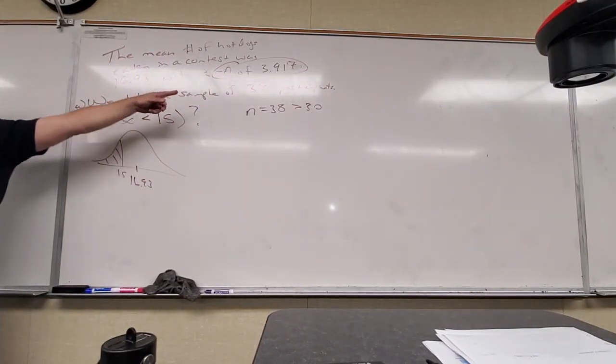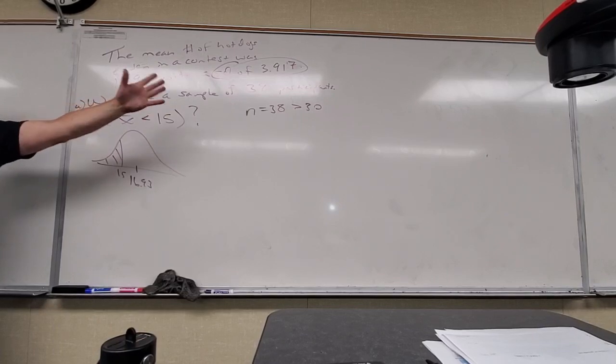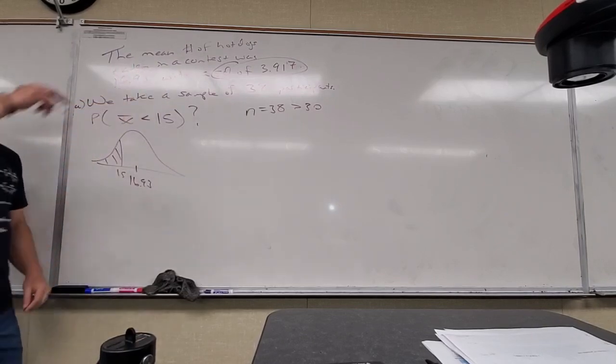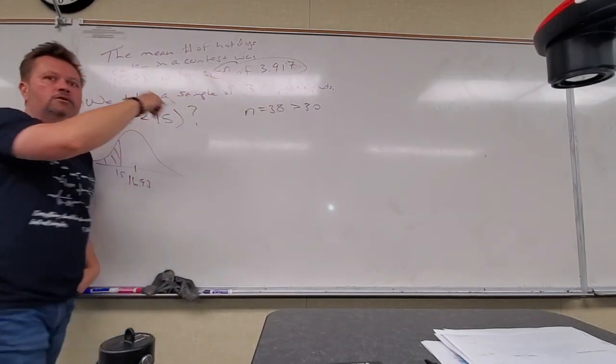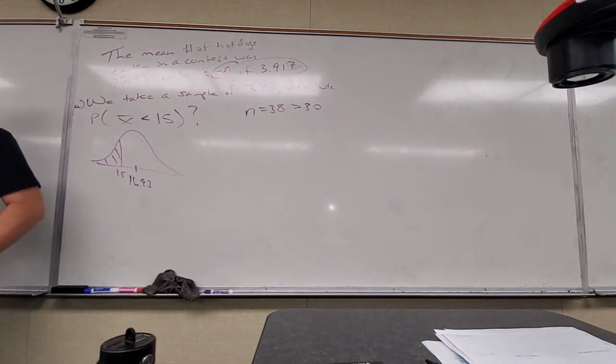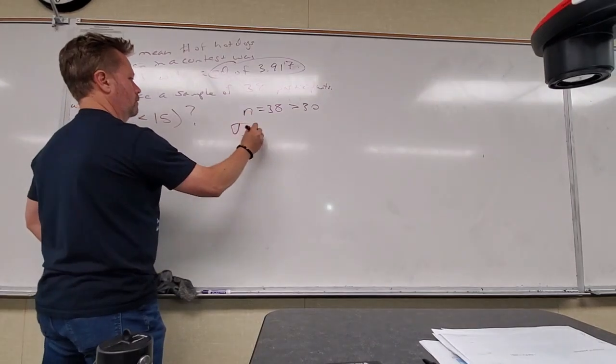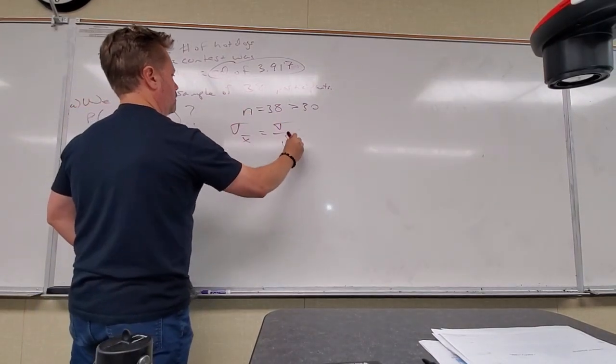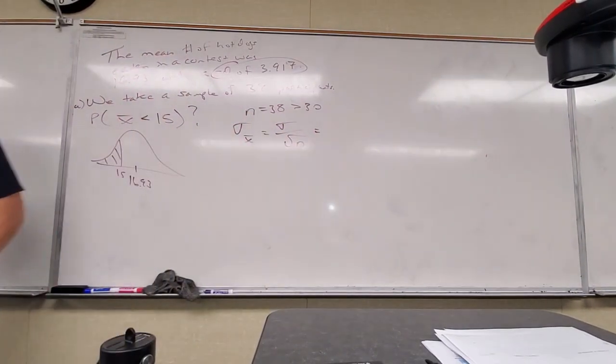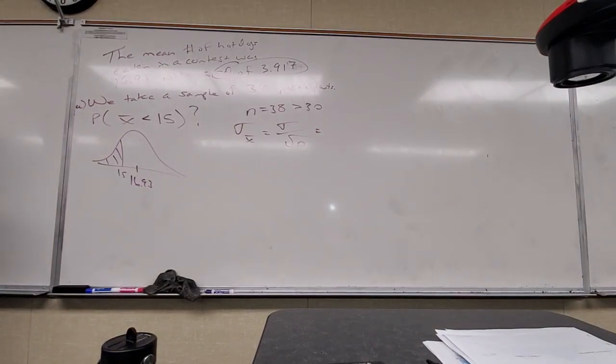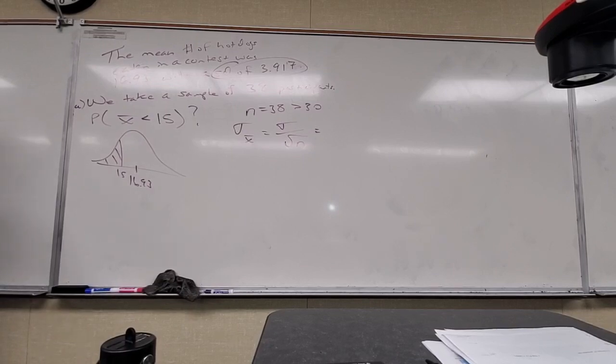Are we talking about an individual in this problem? No, we're talking about a group of 38. So can I use this standard deviation? No. I have to get the standard deviation that works for groups of 38. How do I do that? Like that. So again, if I take a sample and I ask a probability question about the sample mean, you've got to figure out what the standard deviation is for that situation.